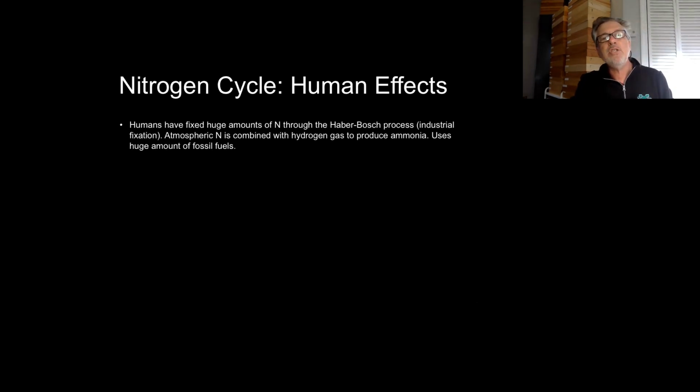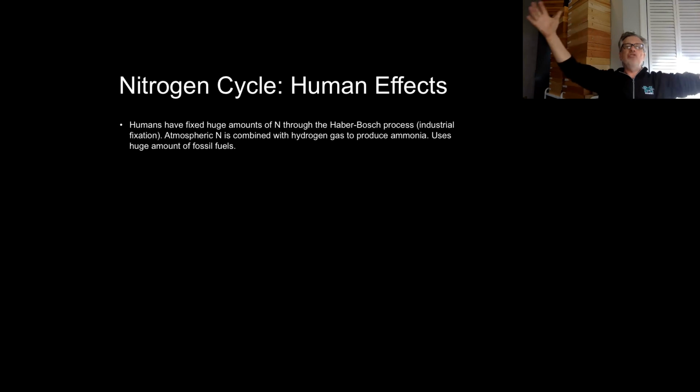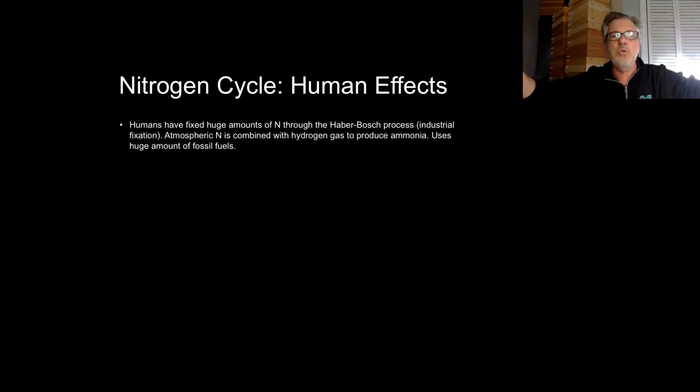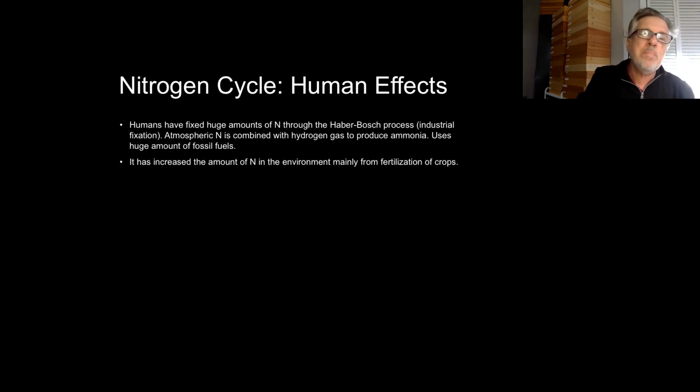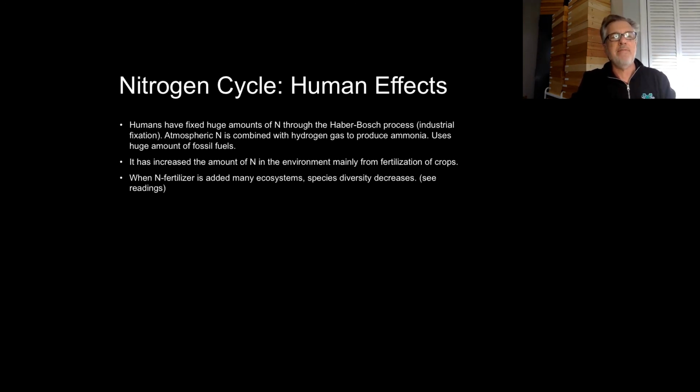Now, how have humans affected the nitrogen cycle? Well, the major way is humans have invented this way of taking nitrogen out of the air using huge amounts of fossil fuel energy, combining with hydrogen gas and producing ammonia. And this is called the Haber-Bosch process. It is largely used to make fertilizer for agriculture. And so humans have introduced a huge amount of nitrogen into the environment by making synthetic fertilizer.